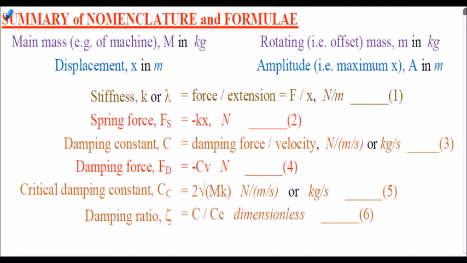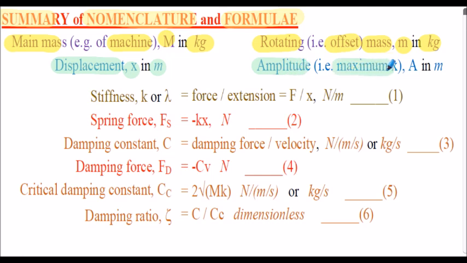So here's a summary of all the nomenclature and the formulae we've used or derived so far, and which we will be using to solve the exercises to follow. So we have a main mass of our machine or system, which is capital M in kilograms. We have the rotating mass, that's the offset mass in our system, and that's lowercase m, also in kilograms. We have the displacement x, which will be meters. We have amplitude, maximum x, a, that's also meters.